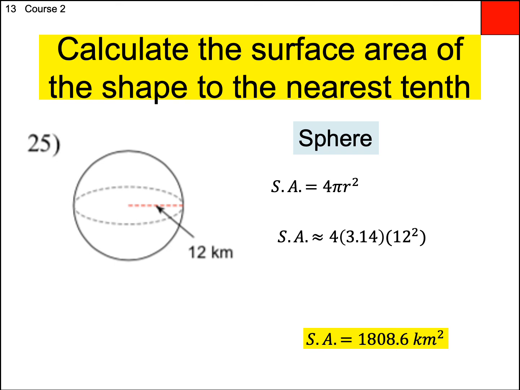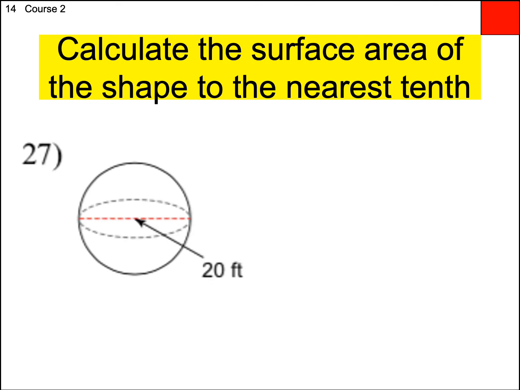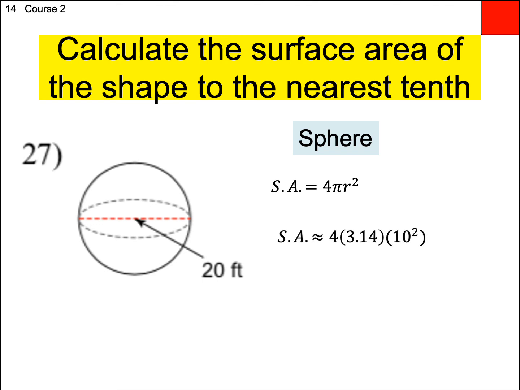One to go. All right, last question. Last question on the Google Forms. Go ahead and pause the video and do this one, please. Okay, so it's the same as the previous one. It is a sphere. It's still 4 pi r squared. I need the radius. In this case, I'm given the diameter. So therefore, it's just 4 times 3.14 times 10 squared.